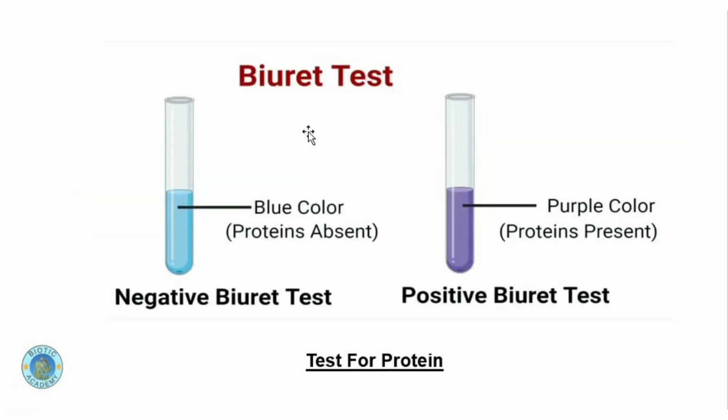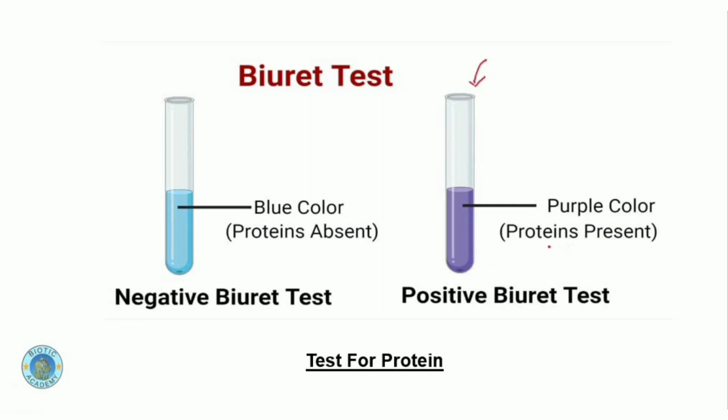Now the next test is the Biuret test. Biuret test is basically to check the presence of protein in a food sample. Why is it called the Biuret test? Because the reagent used to test for the presence of protein is called Biuret. So in this test, whatever food sample we want to check for protein, suppose I am taking a solution containing egg albumin, or you can say egg powder, that is rich in protein. So I will dissolve egg powder into water, and then I will put a few drops of Biuret reagent into it.